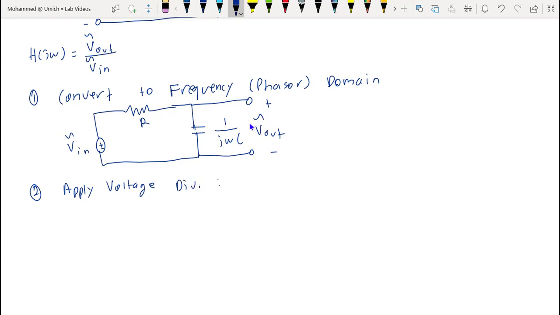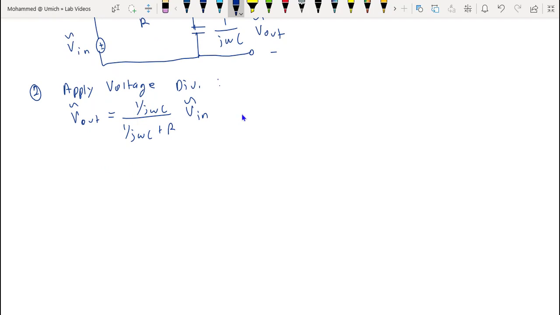That's step 1. Now step 2, apply voltage division. The voltage across the capacitor is V out phasor, which equals its impedance, 1 over jωC, over the total impedance, 1 over jωC plus R, times the input phasor voltage, V in phasor. So if I take the ratio of the V out phasor over the V in phasor, that equals H(jω).